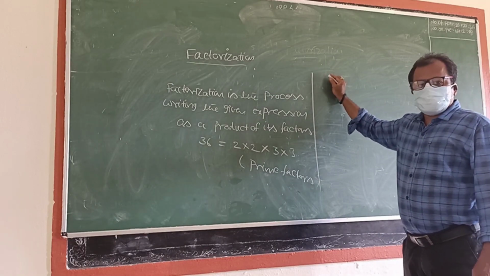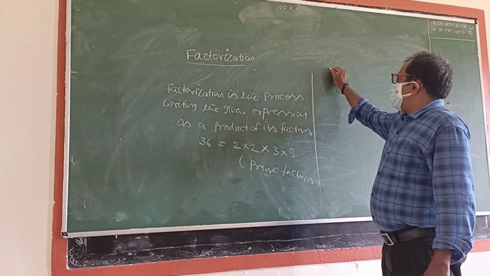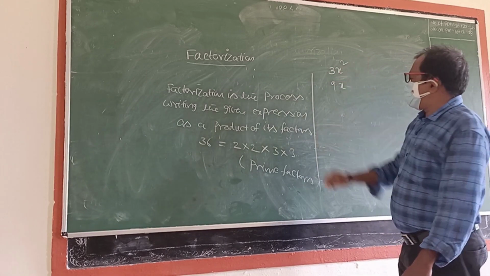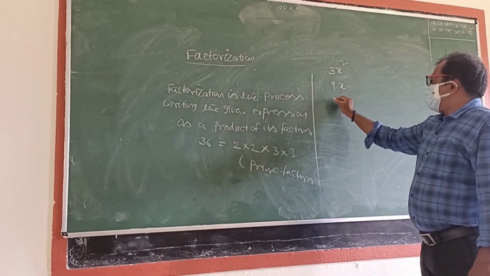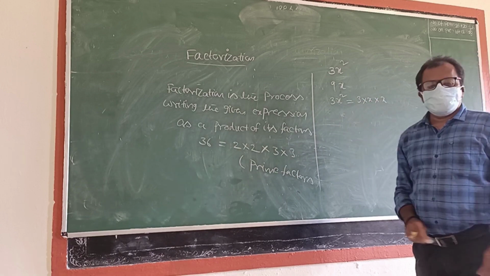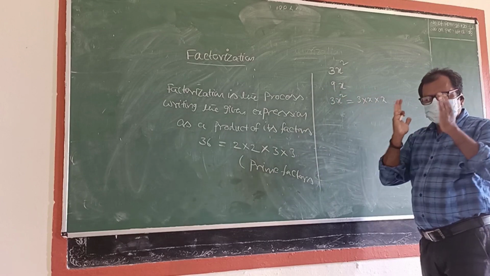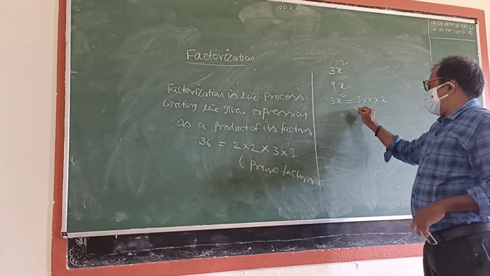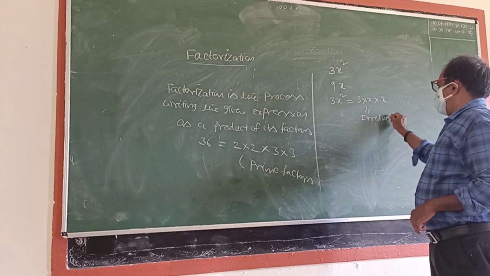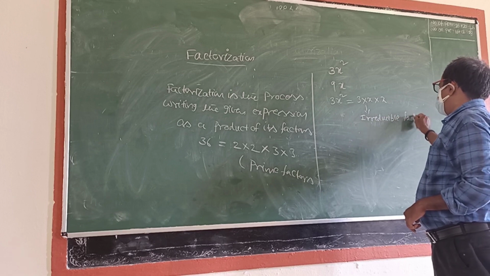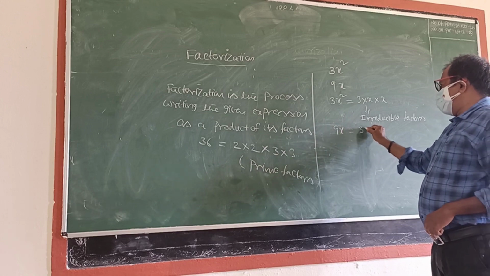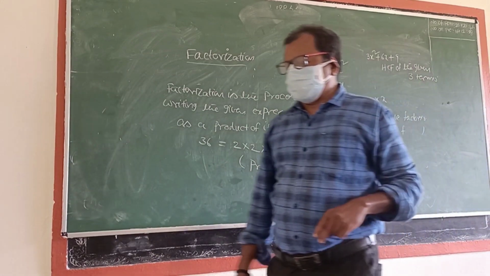In addition to numerical expressions, we can carry out the factorization for algebraic expressions also. 3x square. Let us consider one more expression, 9x. 3x square can be split up in the form of 3 into x into x. Here you might have noticed that this expression cannot be further expressed as a product of factors. They are in their simplest form. That's why they are called irreducible factors. Similarly, 9x can also be written in irreducible factors in the form of 3 into x.